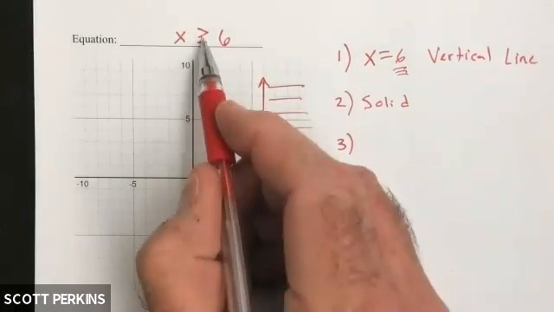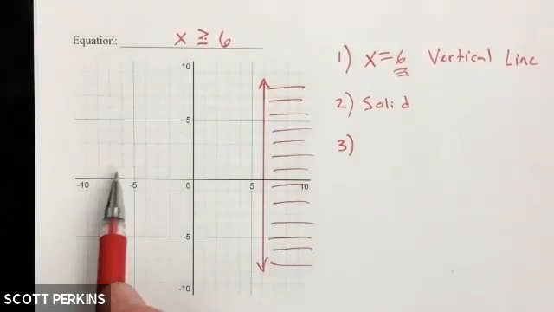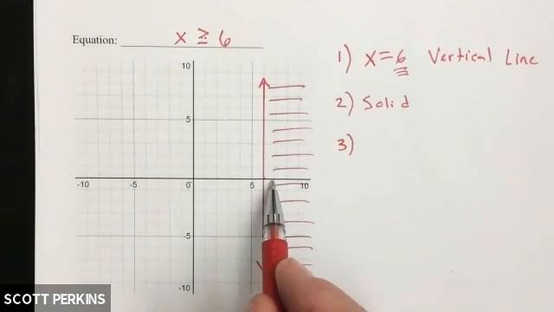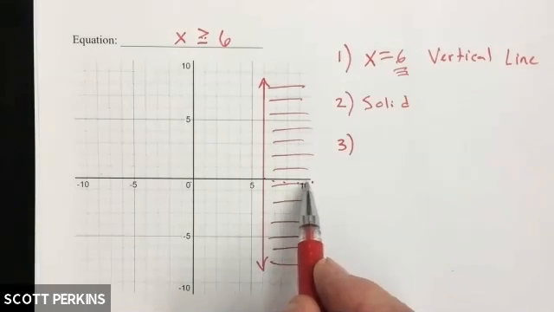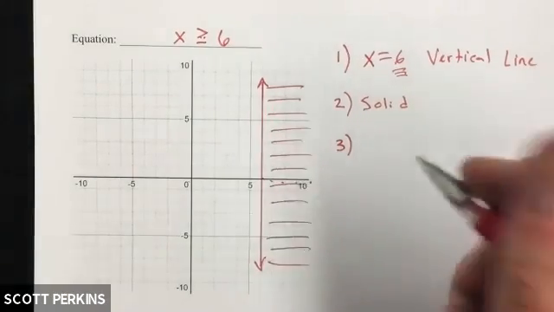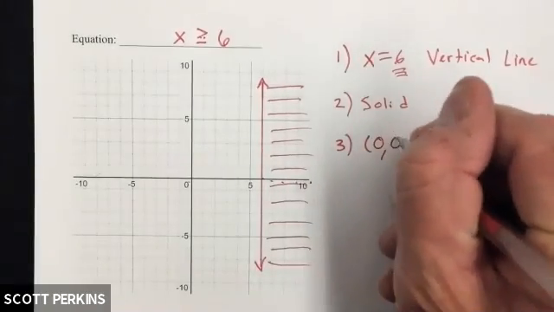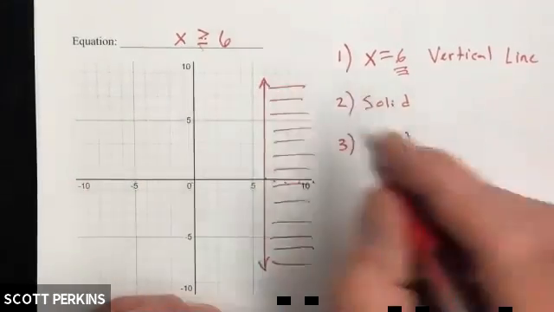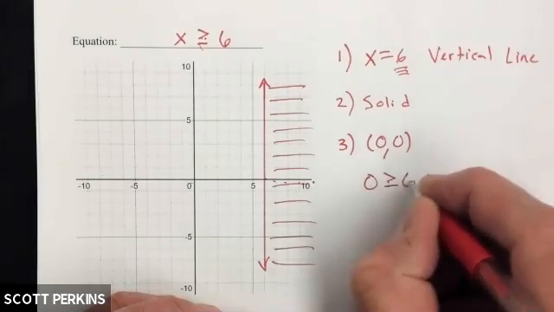Because this is a greater. And so all of my X values, this is the X axis right here. So here's 6, here's 7, 8, 9, 10. So the X values are getting bigger when I go on this side. So again, if you want to pick a test point though, let's pick 0, 0, right? 0, 0 right here. And so then my X value is 0. So I plug it in, is 0 greater than or equal to 6.